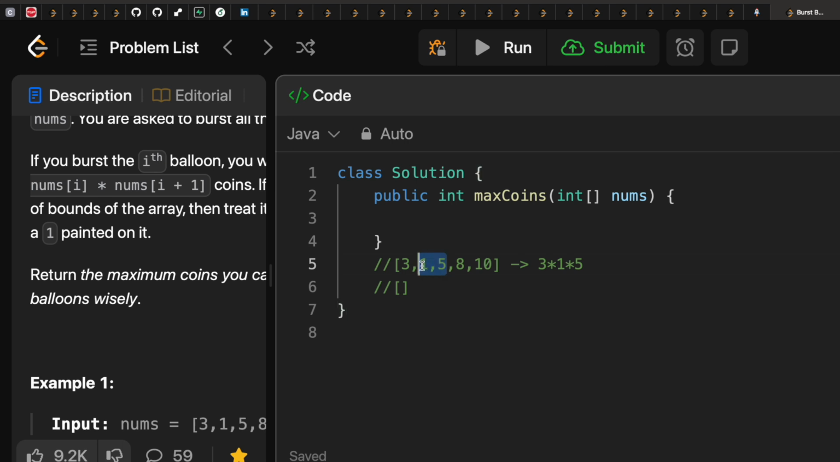Let's say we have busted these two balloons simultaneously. Now we need to bust the eight. So we have busted these two balloons and we want to burst eight. On the left of the eight is three, but how can we know that?